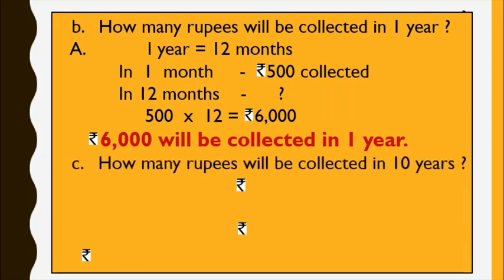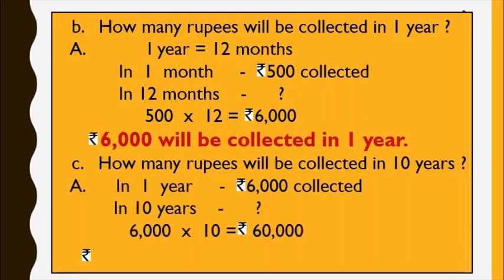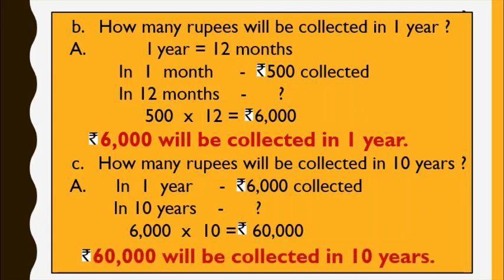Now how many rupees will be collected in 10 years? Previously we have seen that in 1 year rupees 6000 is collected in the bank. Now in 10 years how much will be collected? So we will do same, cross multiply and divide. So I'll cross multiply 6000 and 10. So I'll get rupees 60,000. Then this 60,000 I'll divide by 1 year. So I'll get 60,000 again. So rupees 60,000 will be collected in 10 years.